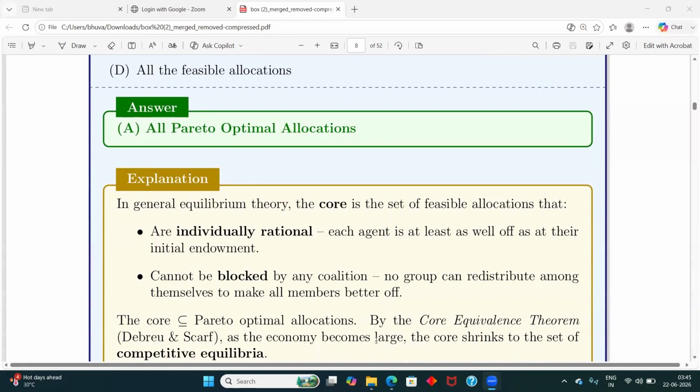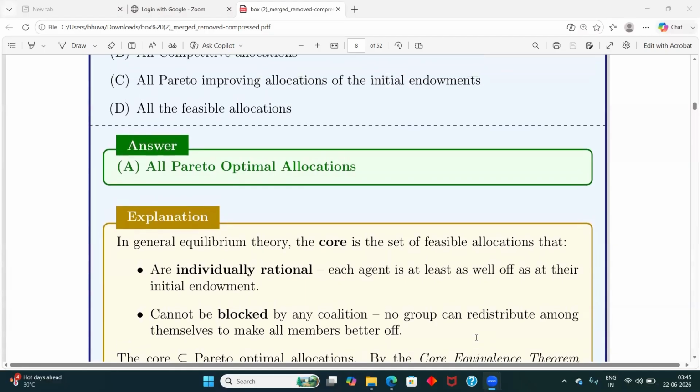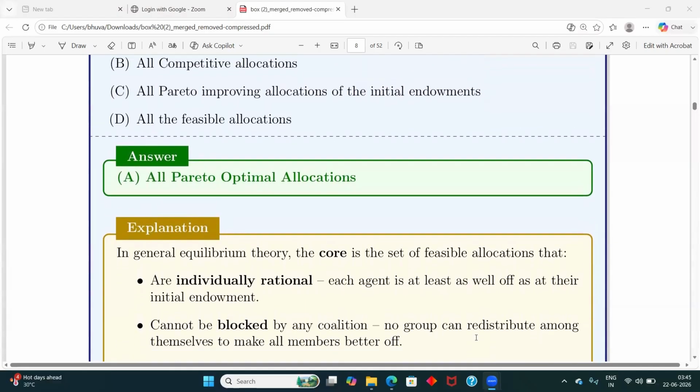As the economy becomes large, the core shrinks to the set of competitive equilibria. So the correct option is all Pareto optimal allocations. That is option number A.